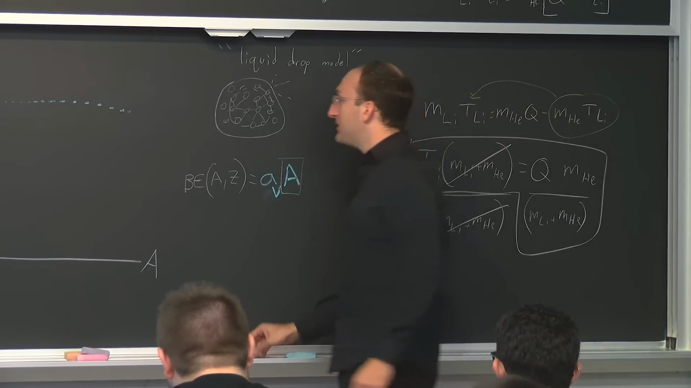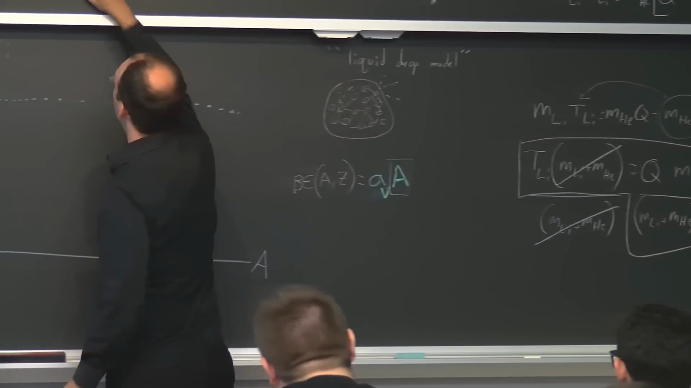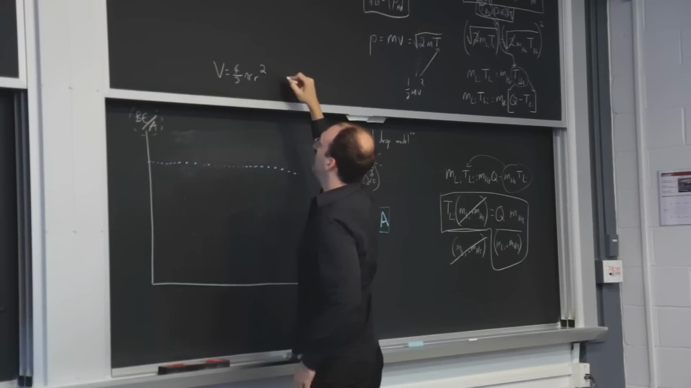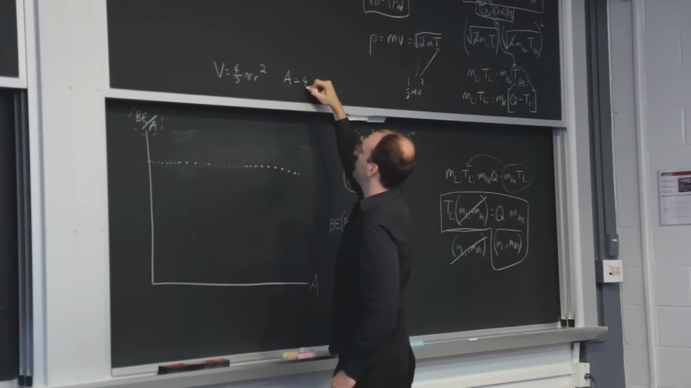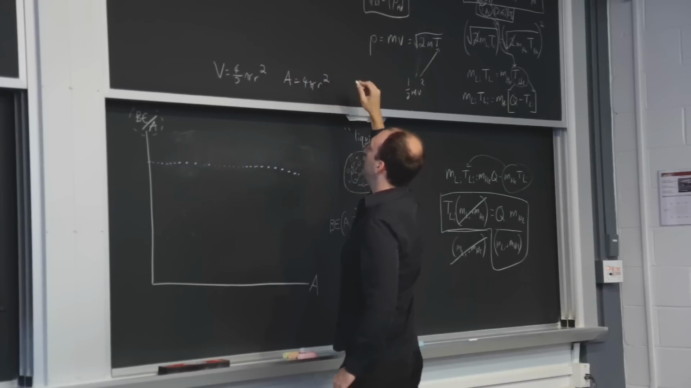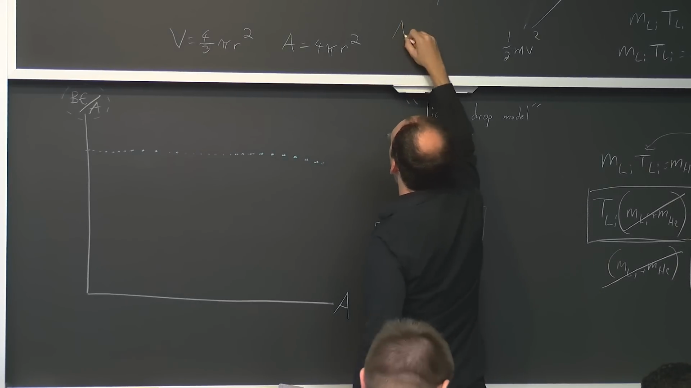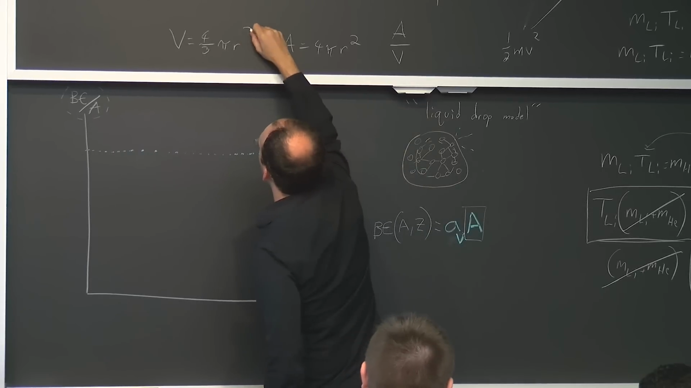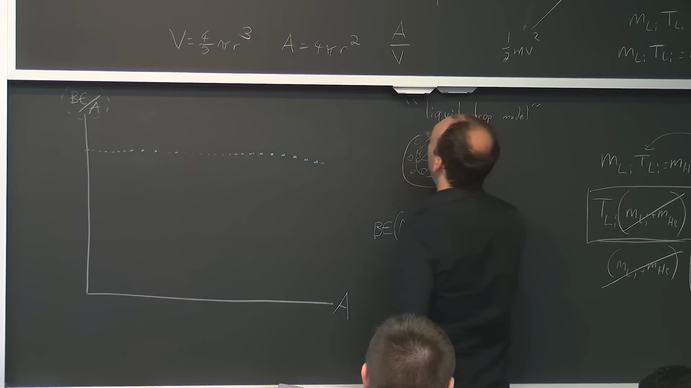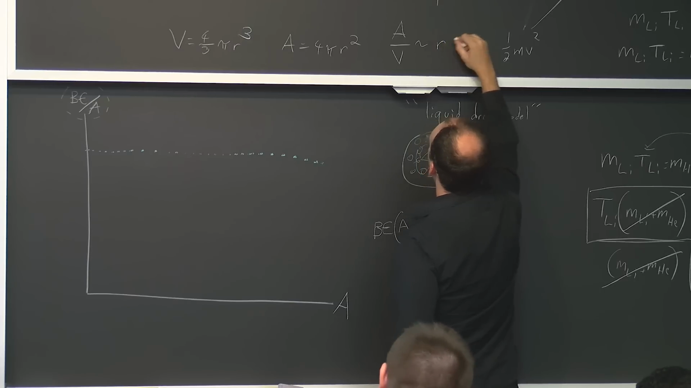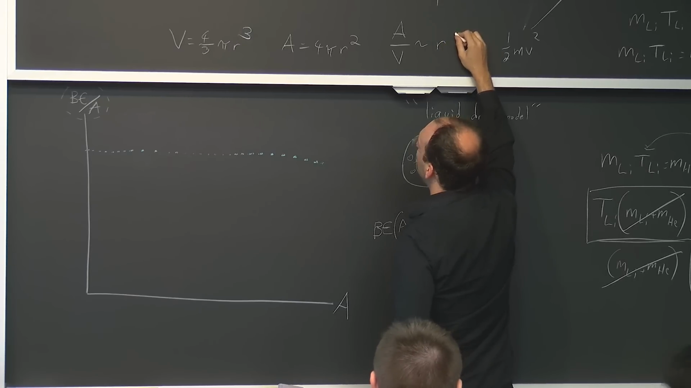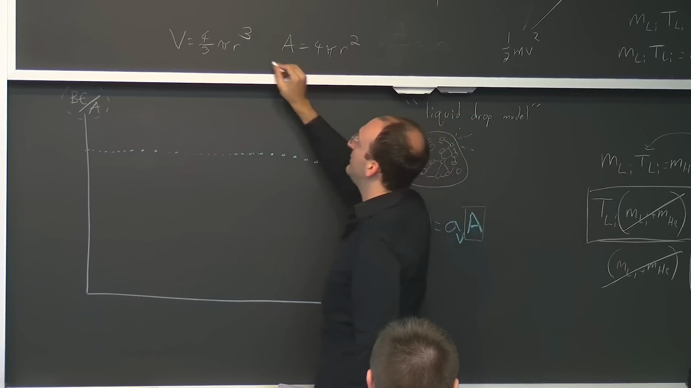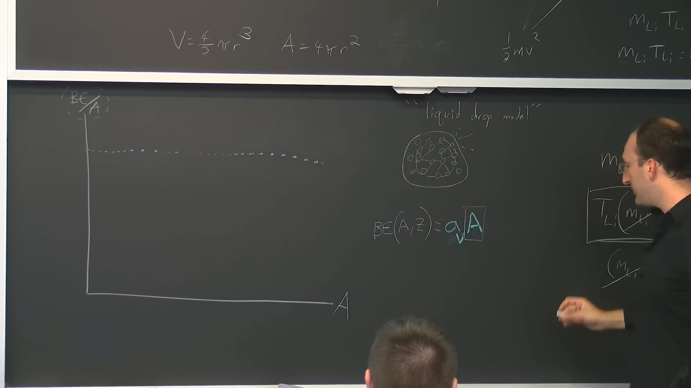Let's take a quick look at the volume of a sphere. It is 4/3 pi r cubed, and the surface area of a sphere is 4 pi r squared. So if you want an expression for how area scales with volume, it's going to end up looking like something times r to the 2/3, and the idea here is it's going to scale with r to the 2/3.